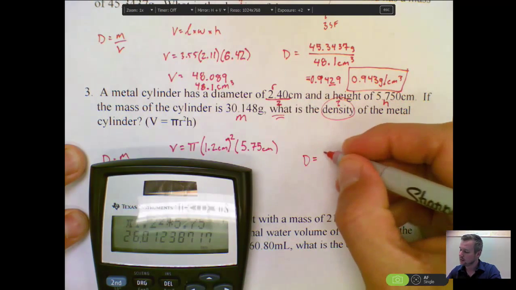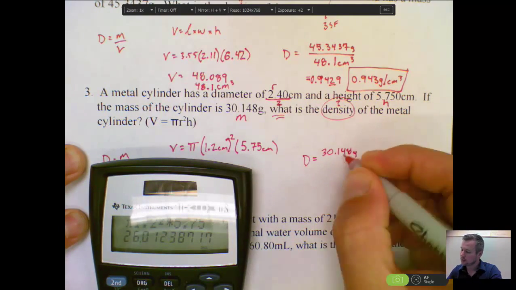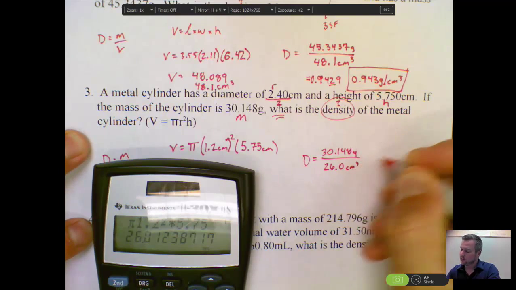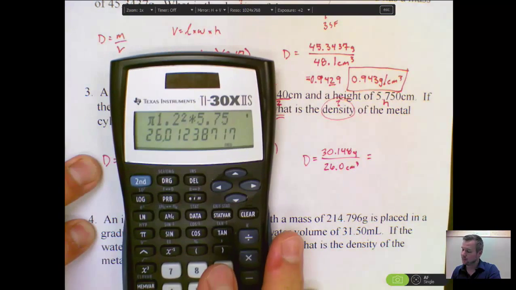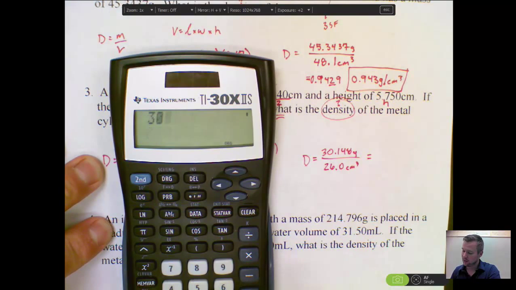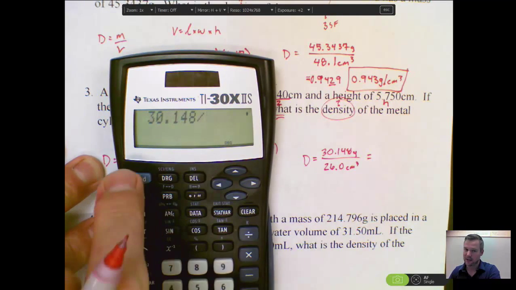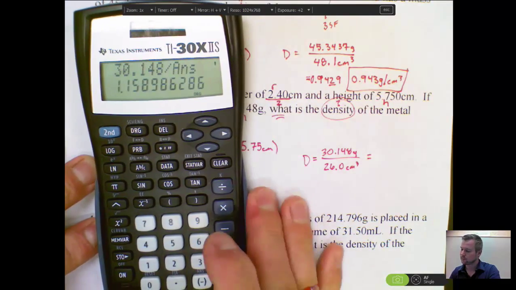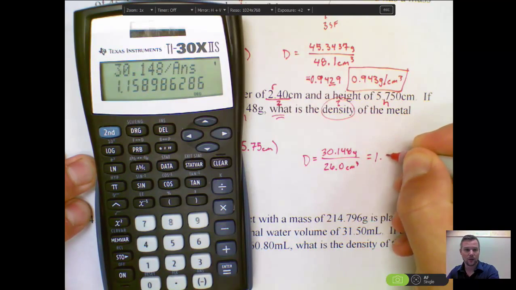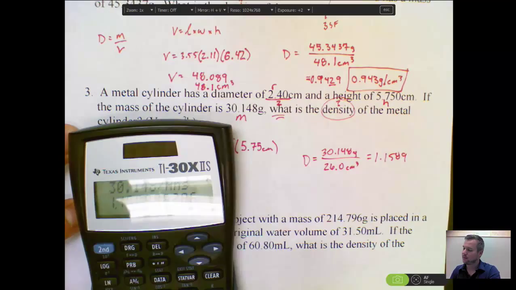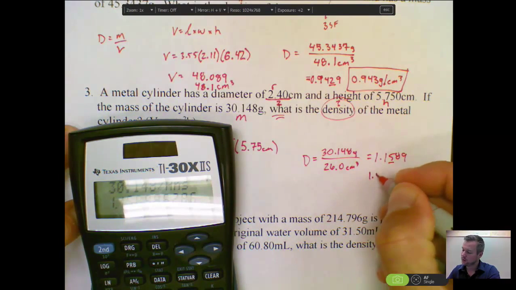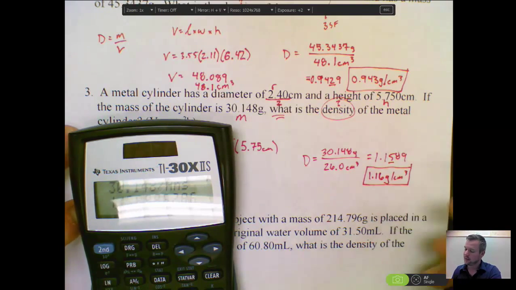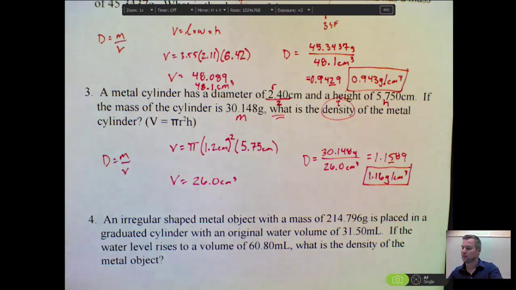And that's just the middle step we need to solve for the density. So we're going to take the 30.148 grams, divide by our answer, which is again 26.0. But we're not actually going to use that. We're going to use the ANS key. So I'm going to type in my mass, 30.48, divided by my answer, second key, minus. And it says answer. And I get a density of 1.1589. We already said 3 sig figs from your radius, 1.16 grams per centimeter cubed. Again, if you're in chemistry fundamentals, sig figs are not going to be important to you.